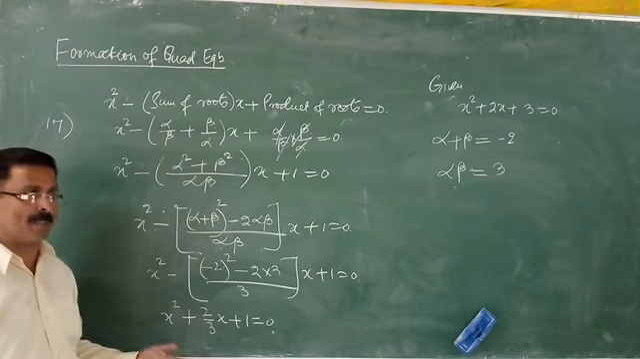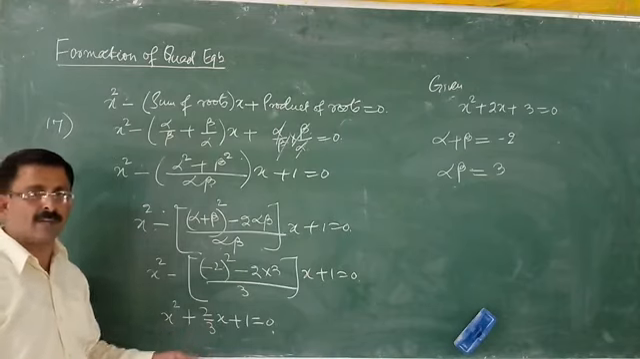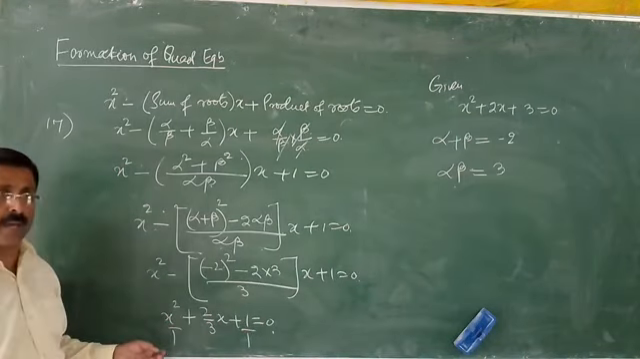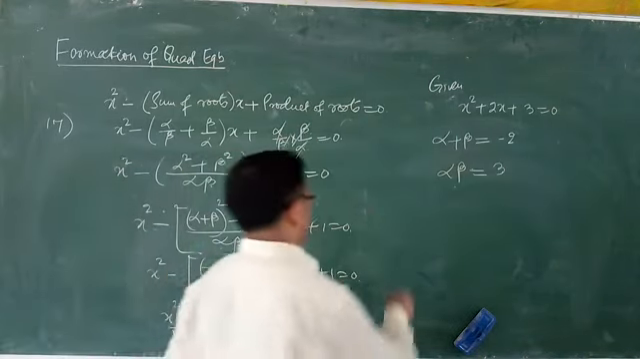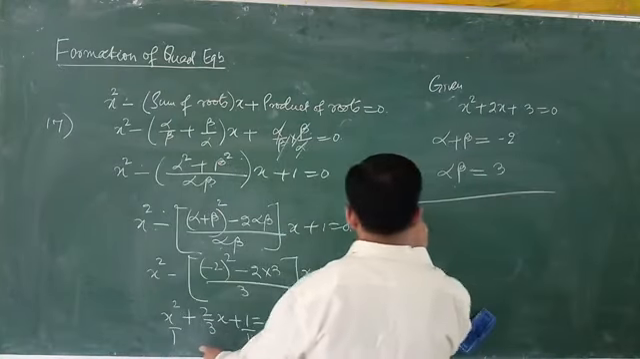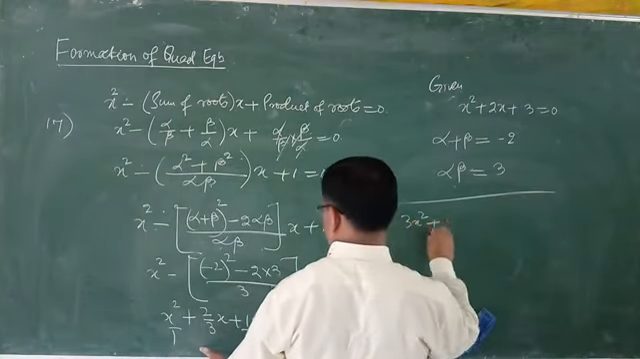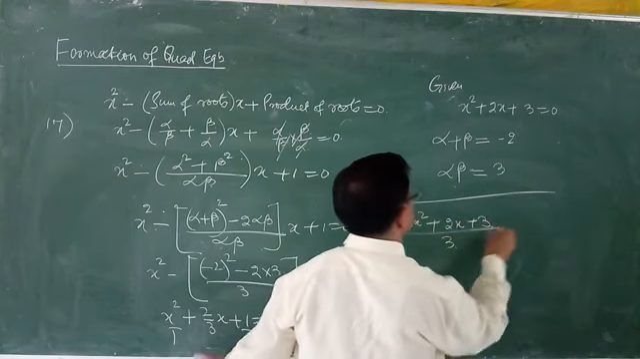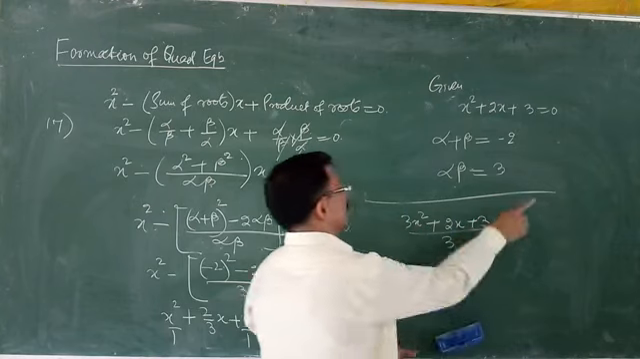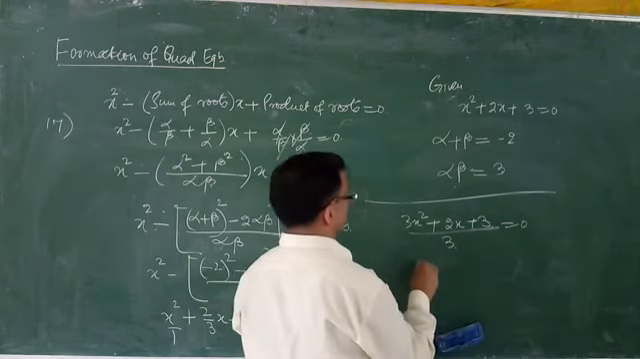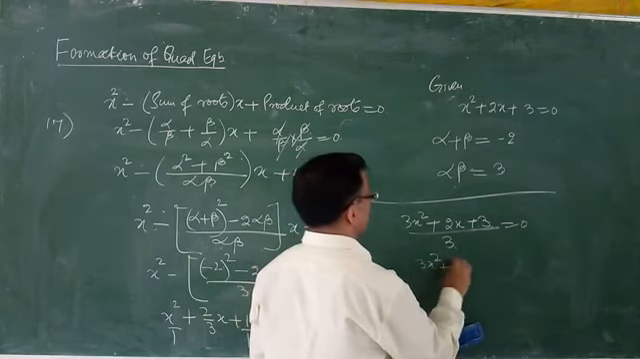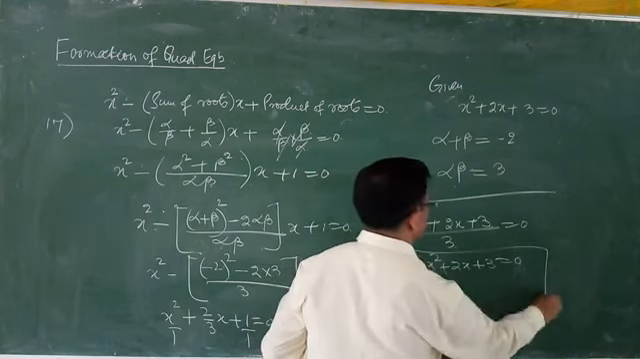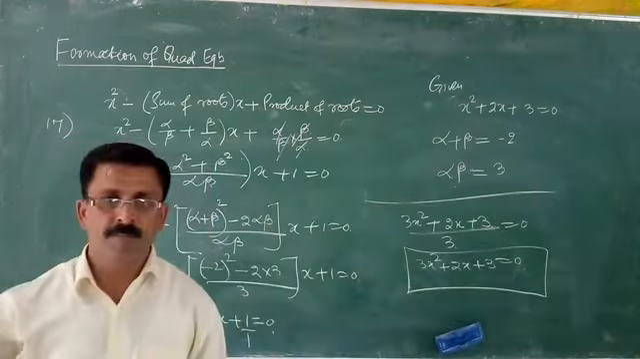And again you are not happy because one number is fractional. Then simplify it, considering the other also to be a fraction, and we will simplify in the last step. 3x square plus 2x plus 3, divided by 3, is equal to 0, and finally this 3 will go and multiply by 0, so this will become 3x square plus 2x plus 3 is equal to 0. This is your final answer.